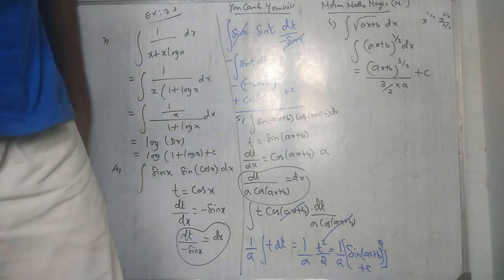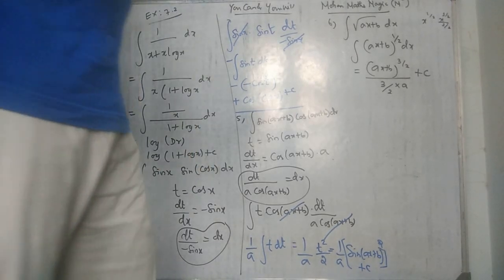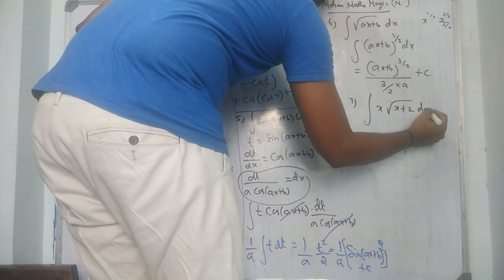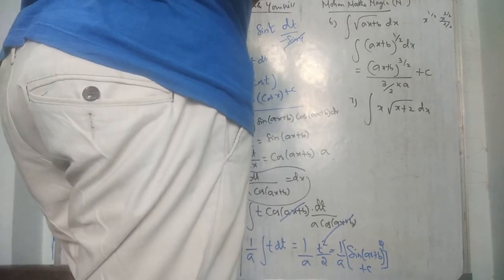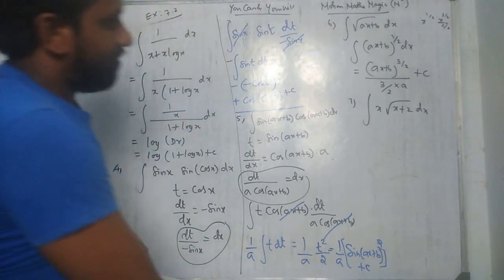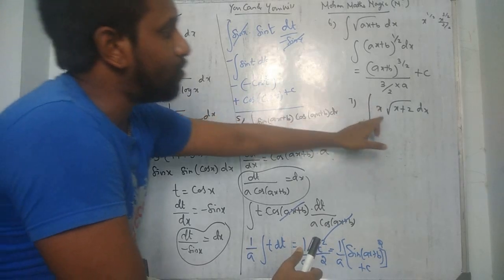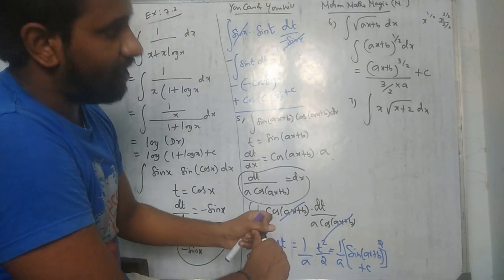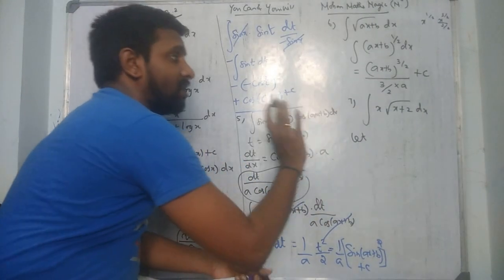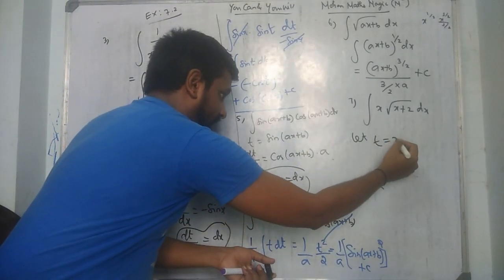Seventh one, x into square root of x plus 2. Seventh sum, x times square root of x plus 2 dx. Now for this sum, it's integration, not differentiation. For differentiation you can do the UV method, but integration has two variables, x into square root. Again, there are two methods for this one. I'll go with the easiest method. Whatever is given inside the square root, take that as a t. That's a small trick. Square root, so t equal to x plus 2.